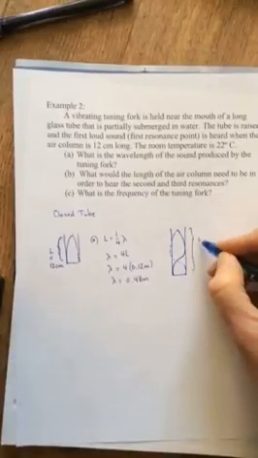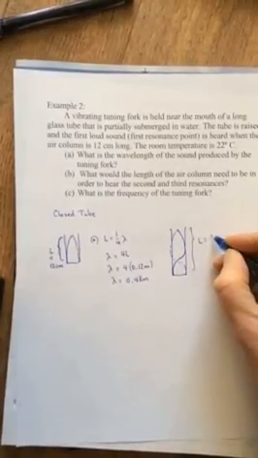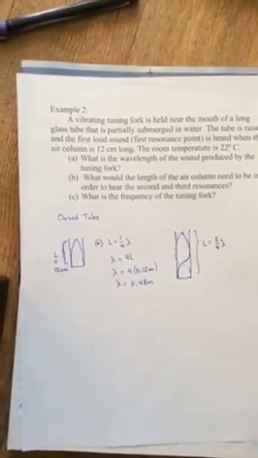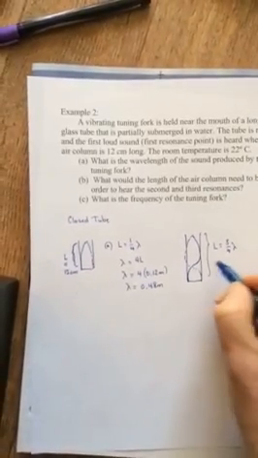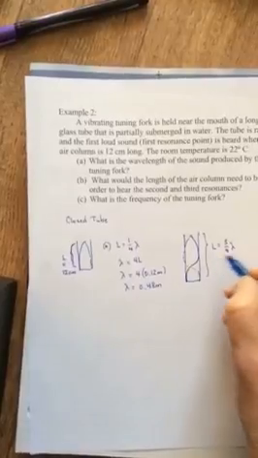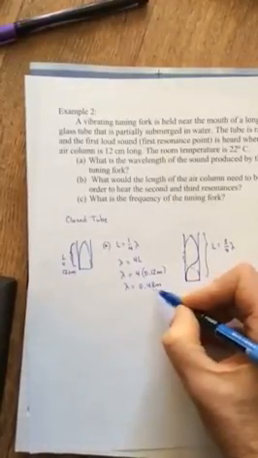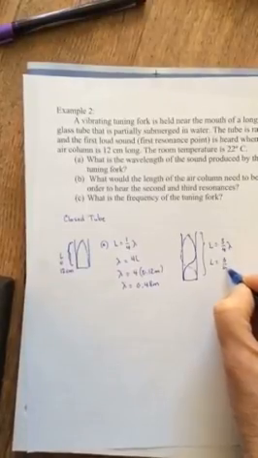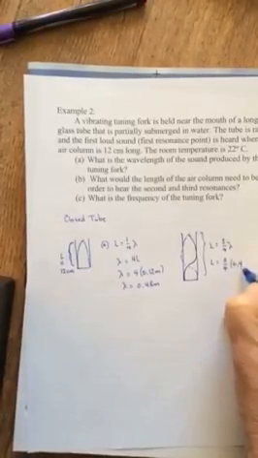This is the new L, and it's equal to 3/4 lambda. Okay? Well, how do we find 3/4 lambda? Well, we just found lambda, so we can just fill that in here to get the new L. 3/4 times 0.48.